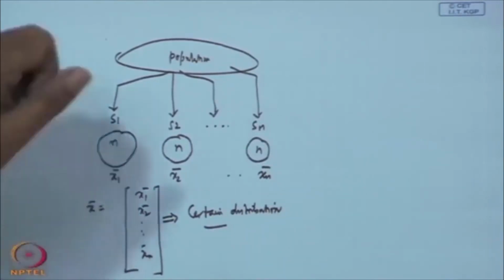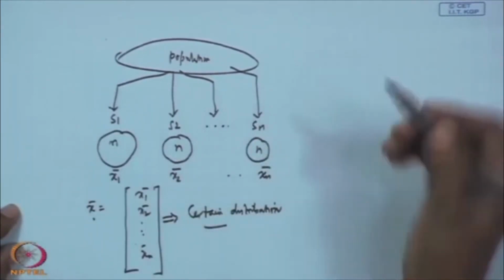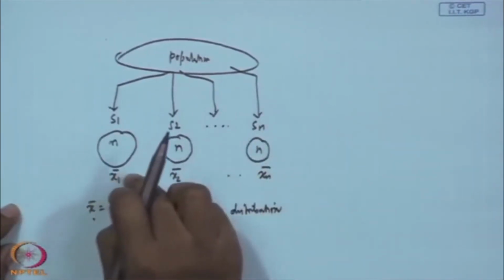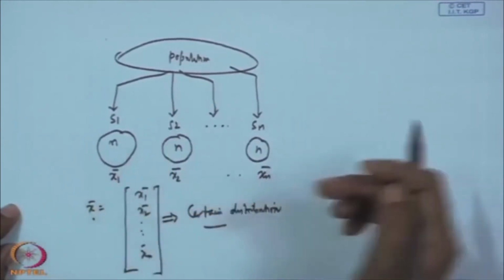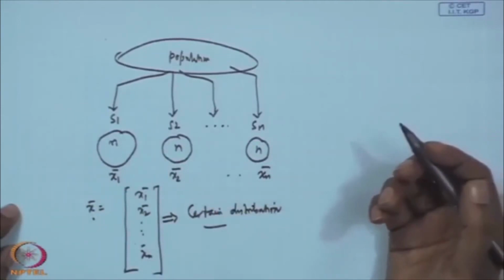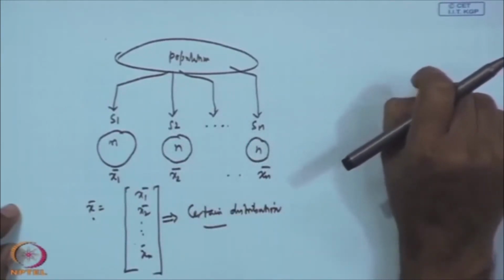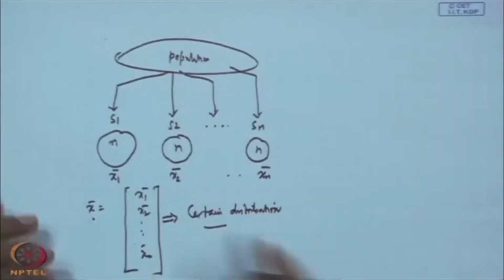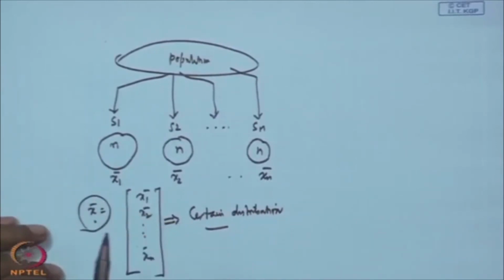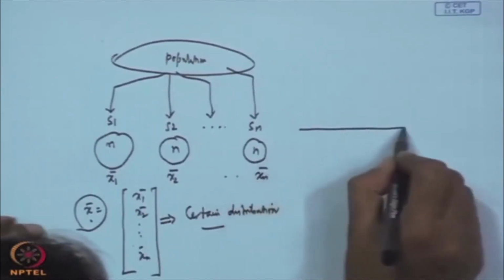So, if x bar follows a certain distribution, and now you are collecting one sample and computing x bar, what is the guarantee that the computed x bar will represent the population mean? So, we want to have a certain amount of confidence in our estimate. That confidence is known as the confidence interval.